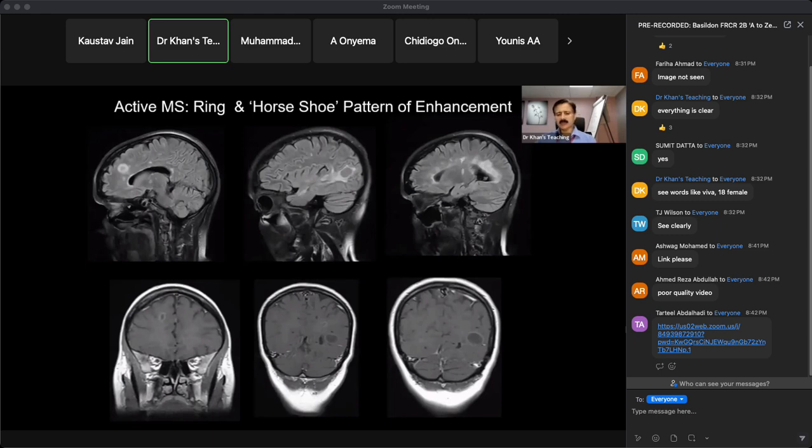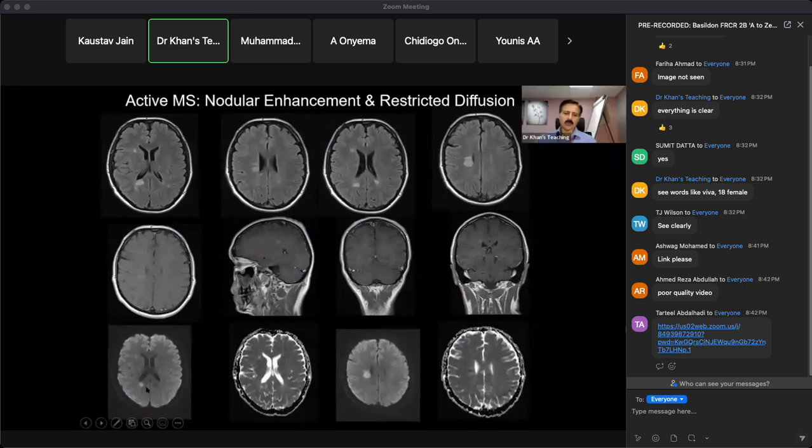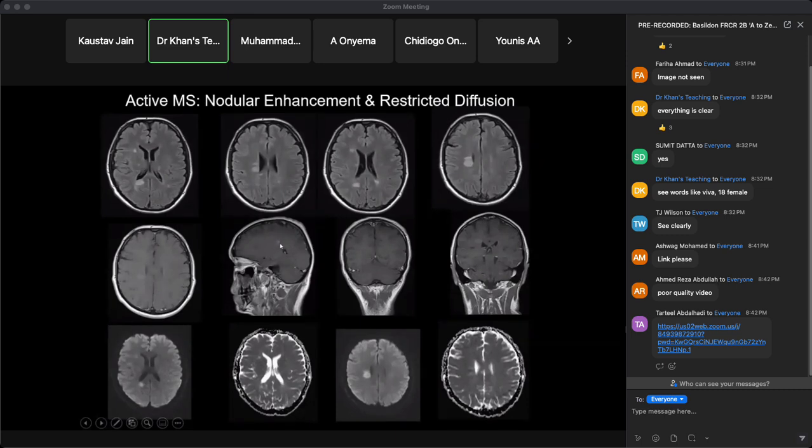And then there can be another enhancement, which is known as nodular type enhancement. If you see here, this is nodular. So nodular enhancement, ring enhancement, and horseshoe shape enhancement.